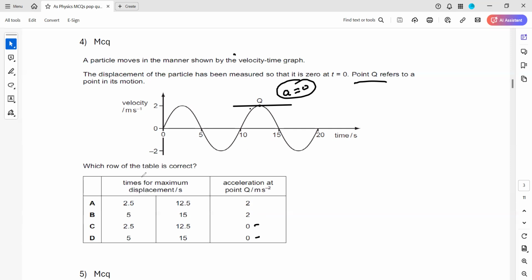The second part is the maximum displacement. At which time interval does it have a maximum displacement? So for example, the object is here, the starting point when t is equal to 0. The object's speed is increasing.